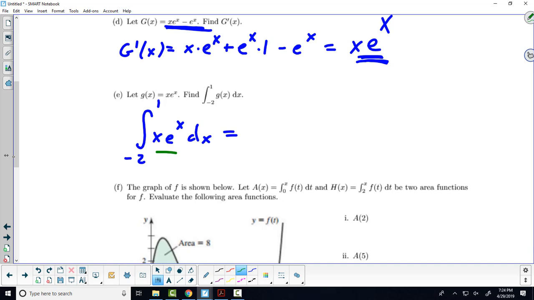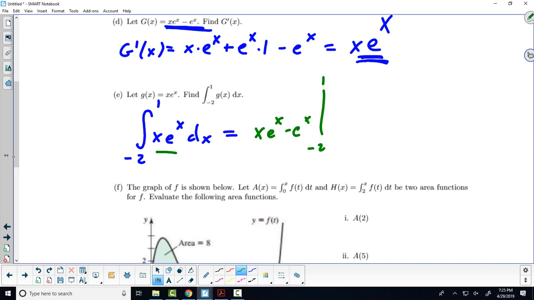Doesn't matter if I can't take the antiderivative of this by brute force, because in the problem above I said the derivative of x e to the x minus e to the x is x e to the x. So by the fundamental theorem of calculus, I give this antiderivative, which is x e to the x minus e to the x, evaluated from -2 to 1. Does anyone have any questions about what we just did there? Any questions on that?